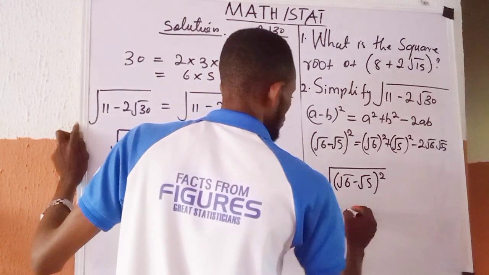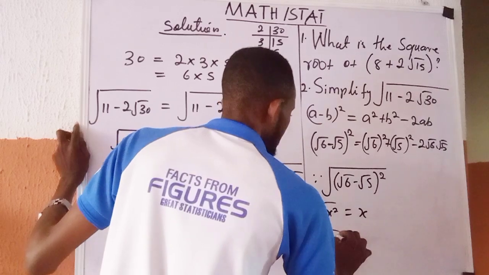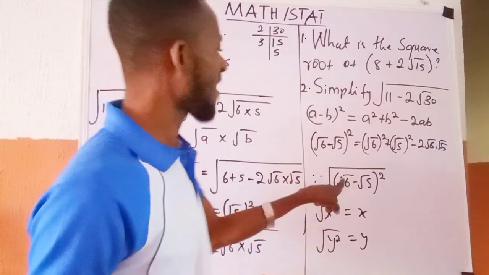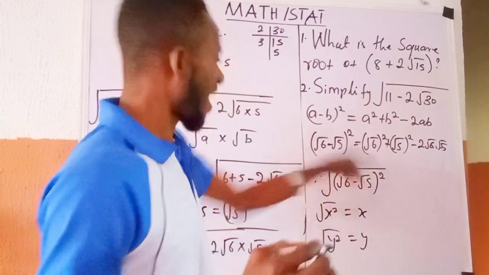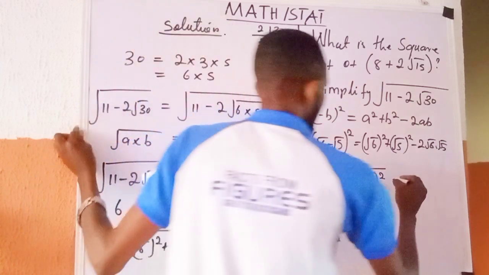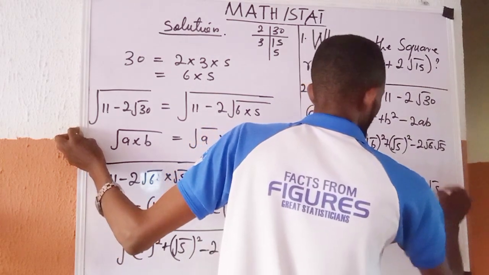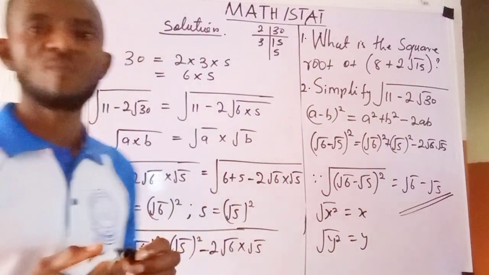any time you have root X raised to power 2, the answer is X. If you have root Y raised to power 2, the answer is Y. It implies that once you have the square root of root 6 minus root 5 all raised to power 2, the answer is going to be root 6 minus root 5. And this becomes the answer of what we are looking for.